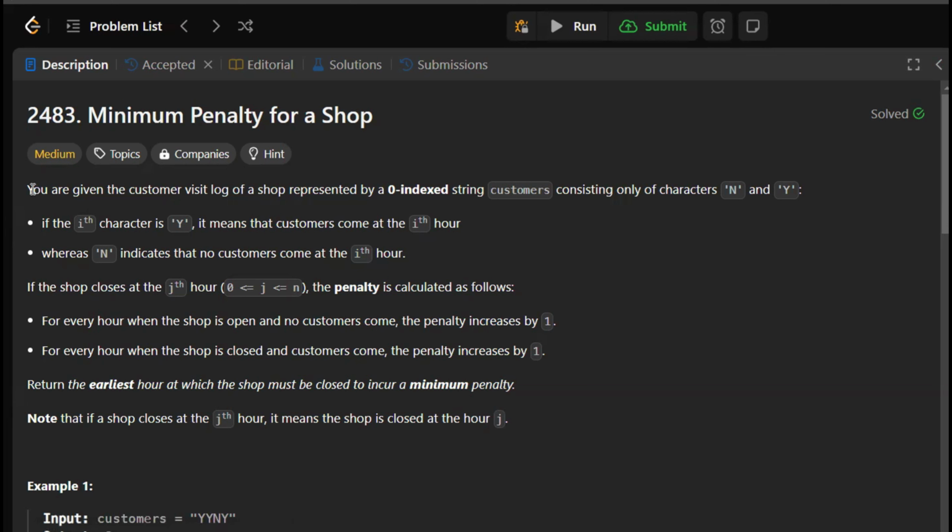In this problem, you are given the customer visit log of a shop represented by a zero-indexed string customers consisting only of characters N and Y. If the ith character is Y, it means that customers come at the ith hour, whereas N indicates that no customer came at the ith hour.